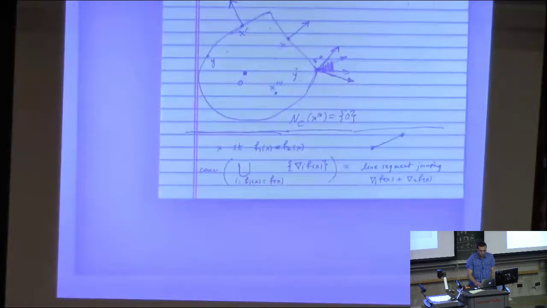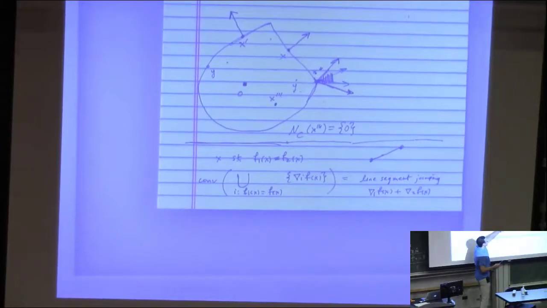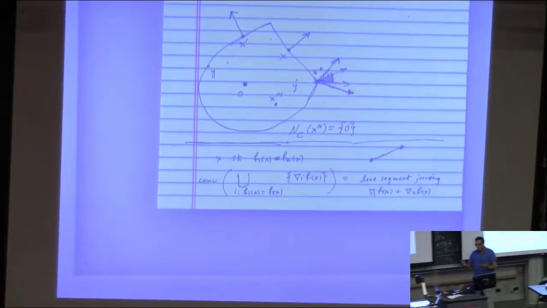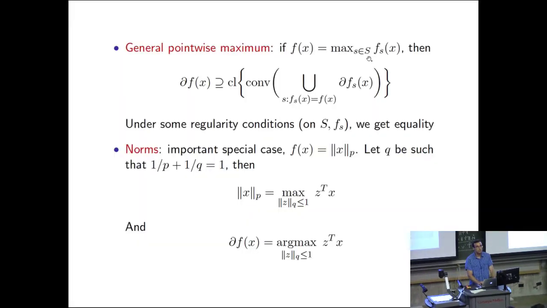Okay. I'm going to continue on to maybe the last property, and then we'll take a break, which is the general pointwise maximum. So here we had the case where we have finitely many functions. You could ask, what happens if I'm maximizing over a potentially infinite set of functions? So I'll index it by, let's say, s, and I'm going to define f by maximizing over all s, fs of x.